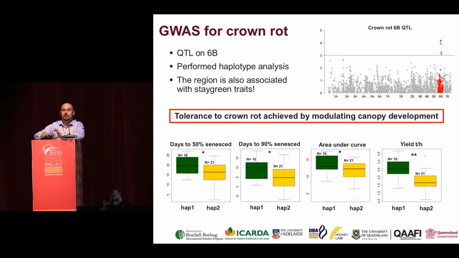Just to summarize this slide, we found that plants are achieving this tolerance to crown rot by modulating the canopy development and using water in a smarter way, and so, again, prolonging the grain filling period, which again translated at the end to yield.